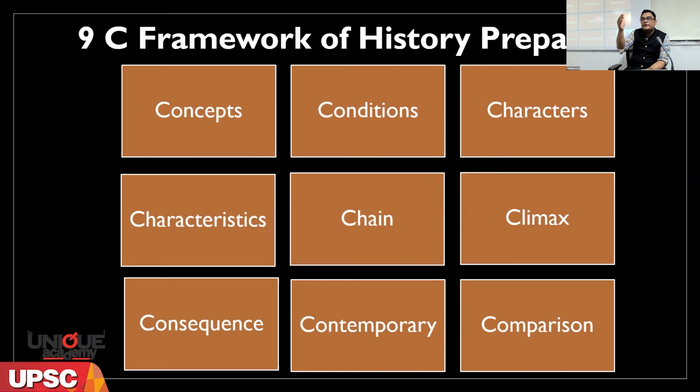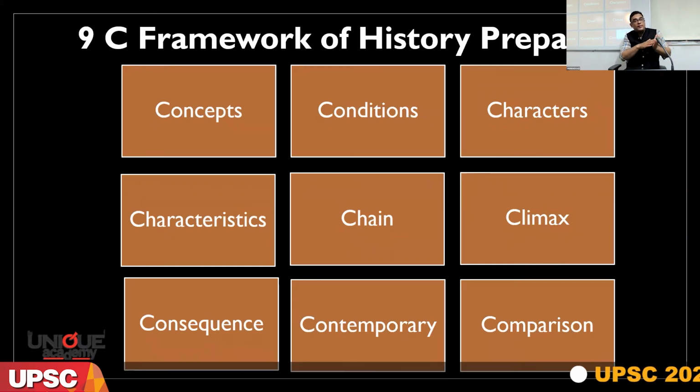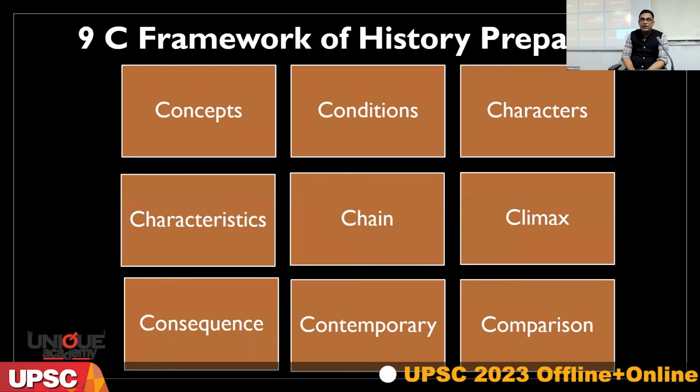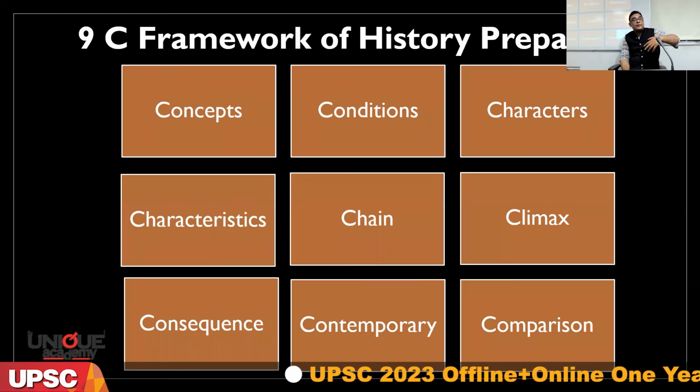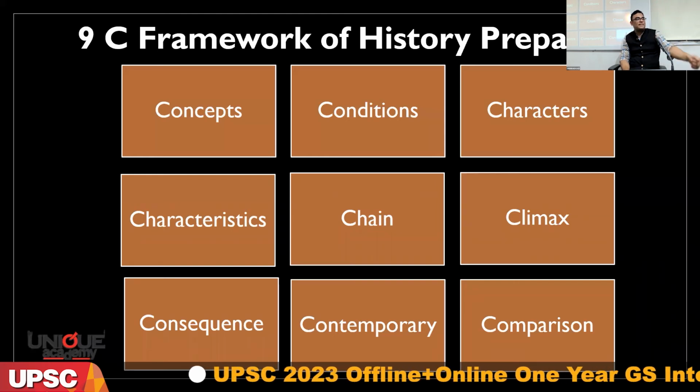Next C is climax. What is climax? Climax is the immediate end of that historical event. French Revolution ends with Napoleon coming to power. Immediate end. That is climax. But more important is consequence. Next C, 7. What is consequence? Consequence is the long-term implication.